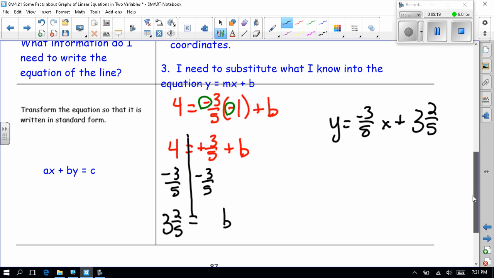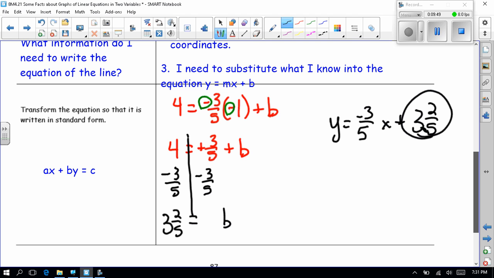Now the next part of it says transform the equation so that it's written in standard form. Standard form is your ax plus by equals c. I know some of you really enjoy this part of the number puzzle, and that's fine. Those of you that enjoy it, we'll do this example together, but then from here on out, I'm not going to do these examples. Putting it into standard form, what I'm most concerned about is that you can write an equation in slope-intercept form.